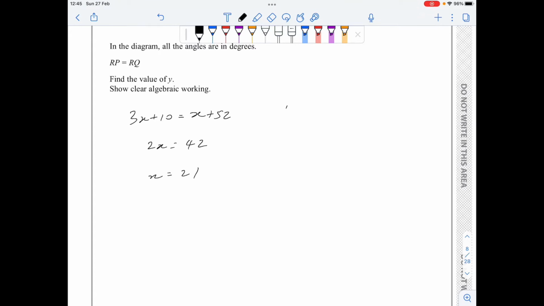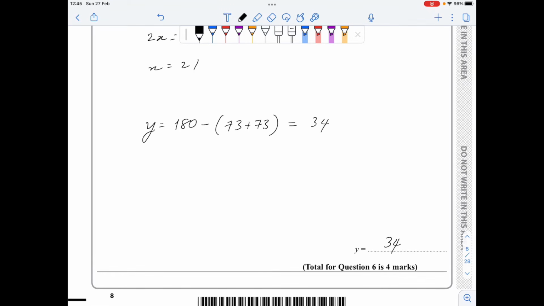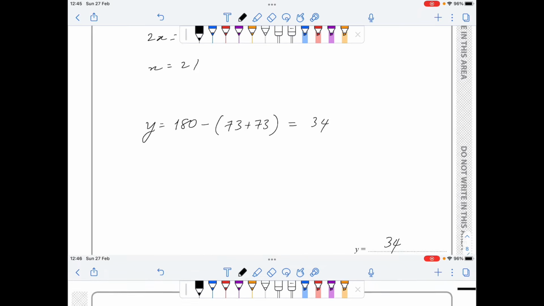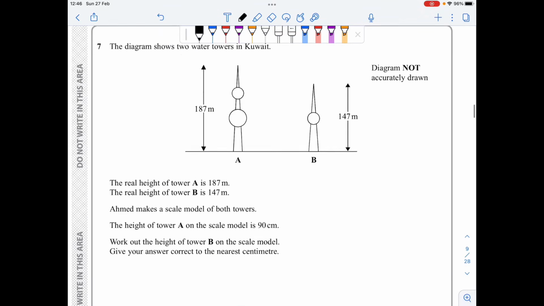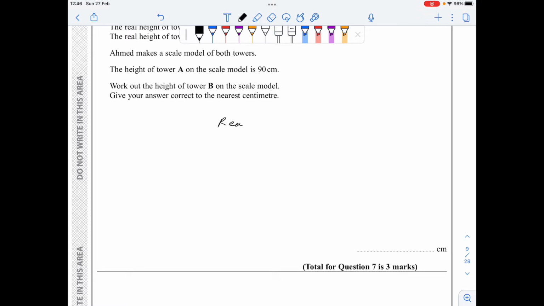So both angles at the base, PQR and RQP, are equal to 73 if I use the x I found. Then to find y, I'm going to use the fact that the angles in a triangle add up to 180. So 180 minus the two 73s, and this will give me 34, which is the value of y.